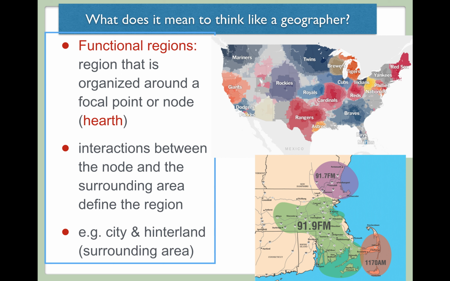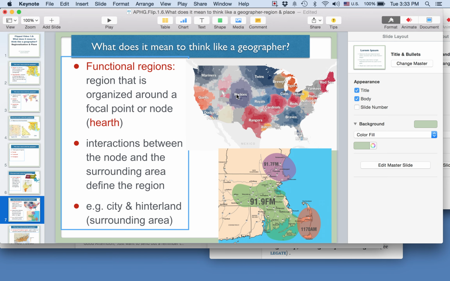Is there something very specific, a point of origin from which that whole region is based upon? So for example, top right corner, the interactions between the node and the surrounding area define the region. So here's the node, and here's the area surrounding it. That then becomes the region. So for example, in the top right-hand corner, these are functional regions based upon baseball teams. So the allegiance is the baseball teams. The node, of course, would then be the city where the baseball team actually is present.